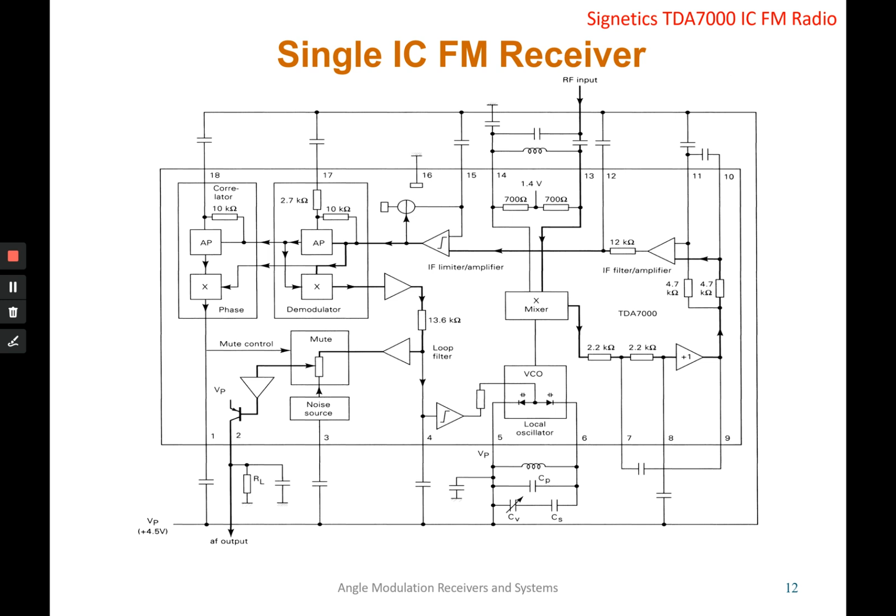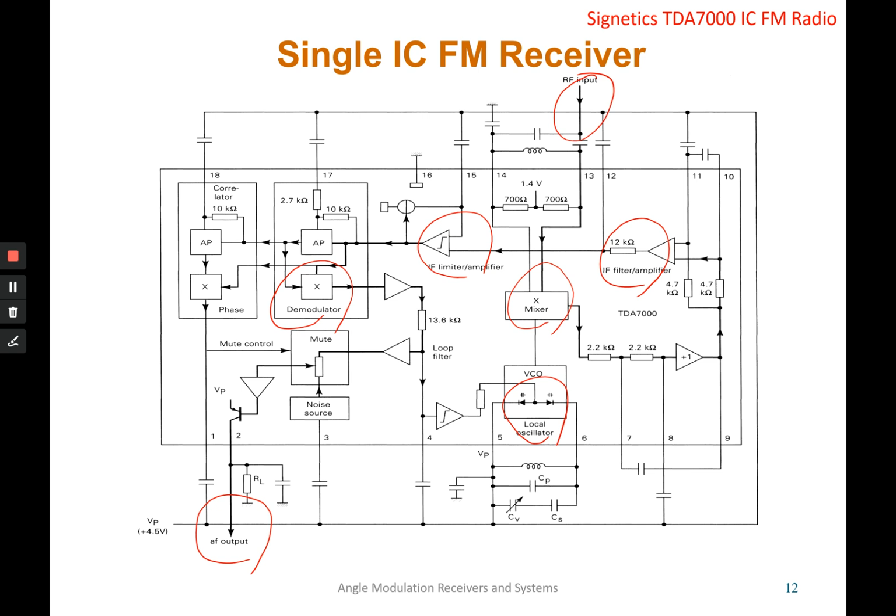Another example of an FM receiver that you may consider in designing your own is to use a single IC, the Signetics TDA7000 FM radio IC, which in this one 18-pin IC has all the components of a receiver inside. This is the RF input, this is the mixer, this is the IF filter, IF limiter, local oscillator, demodulator, and this will be the output of the signal. So it's very convenient.